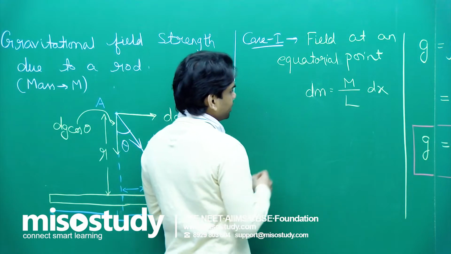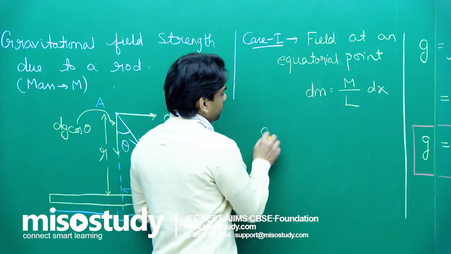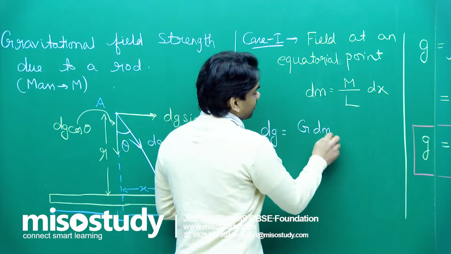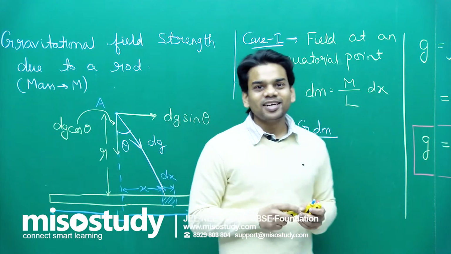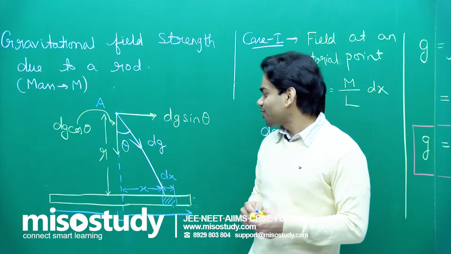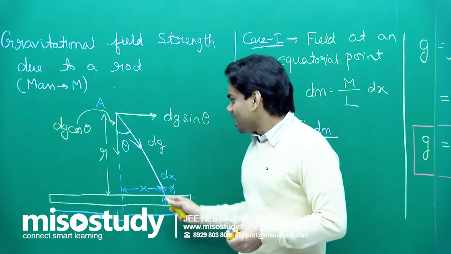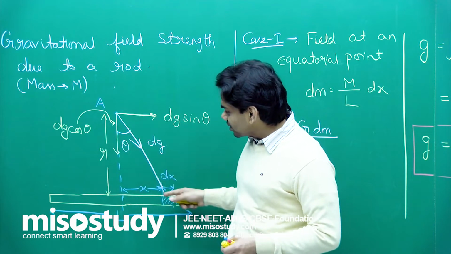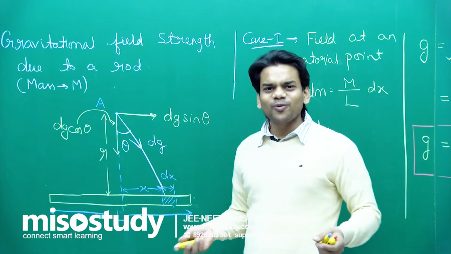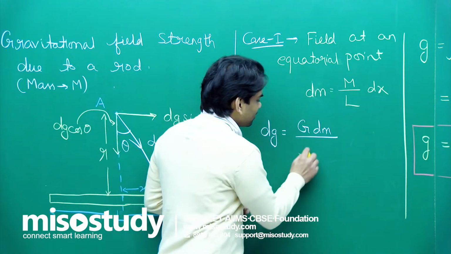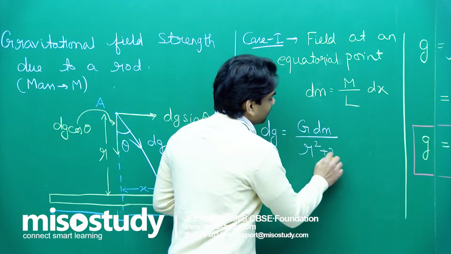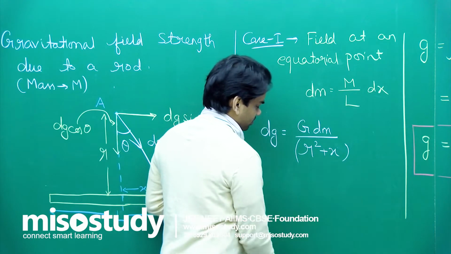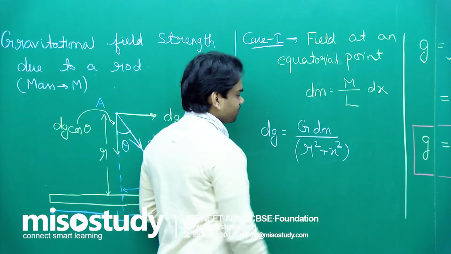Now the value of dg, see, it will be what? The value of dg will be G dm divided by its distance from the point A. R is this, x is this. So the square of this distance will be r square plus x square. Quite obvious, not too tough. r square plus x square. We got the first value of field strength.